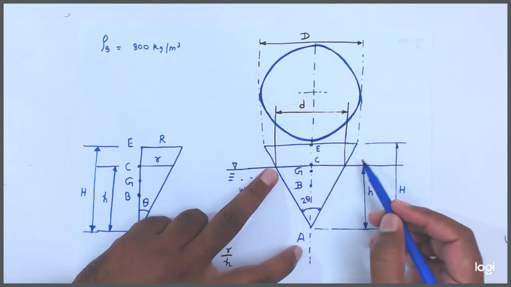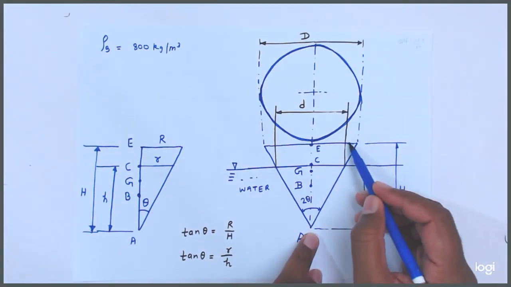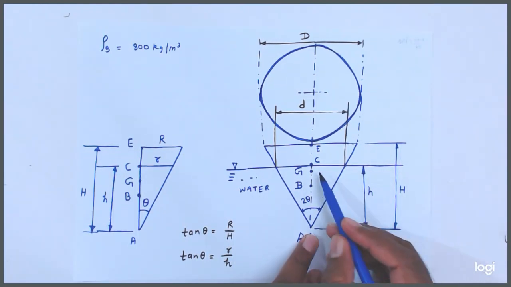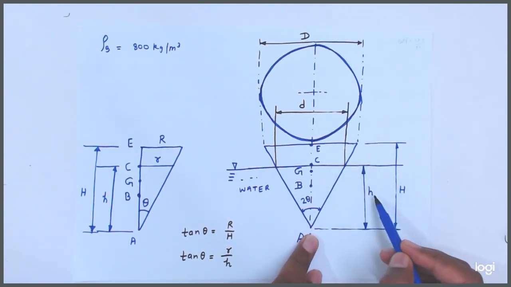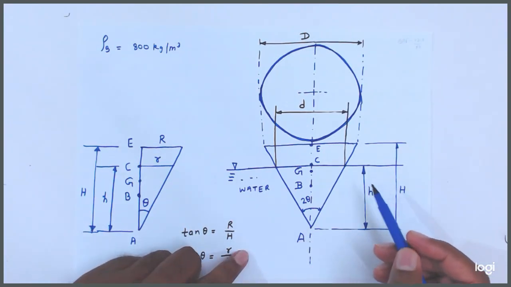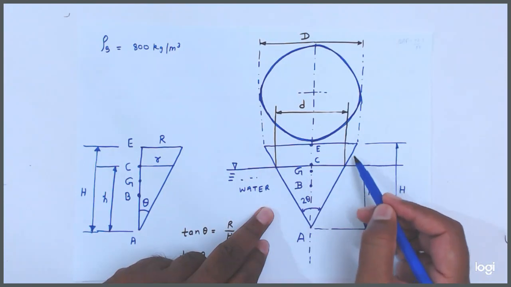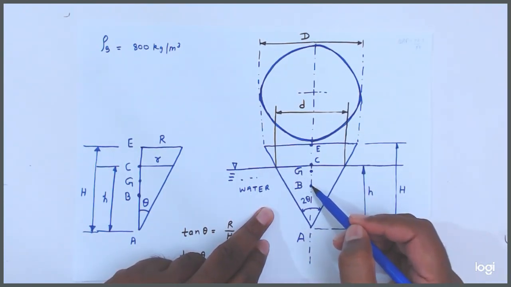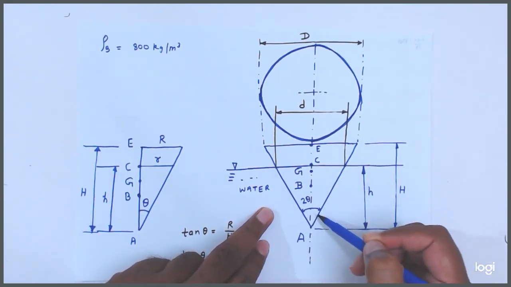Okay friends, from the apex to the base of the cone, the height is equal to capital H, and from this apex to the free surface, the height is small h. Getting? These are all some points. Now G is the center of gravity of the cone and B is the center of buoyancy of the liquid displaced, the volume of liquid displaced.